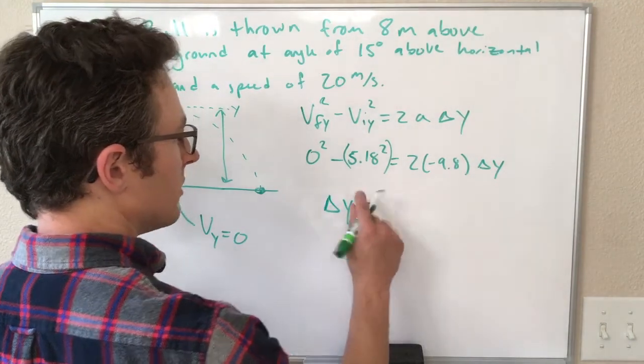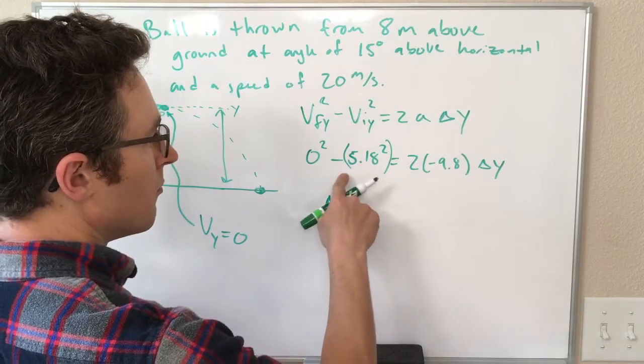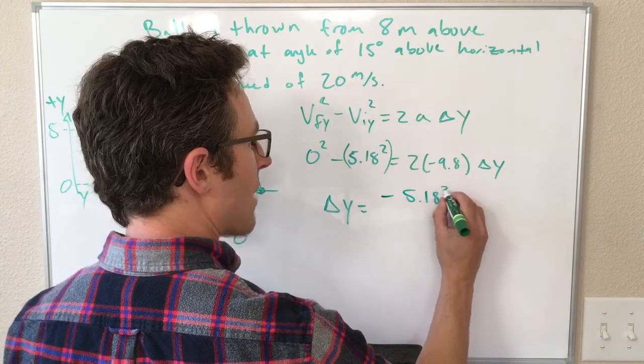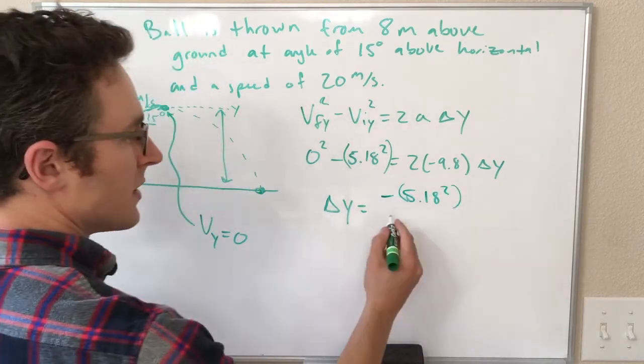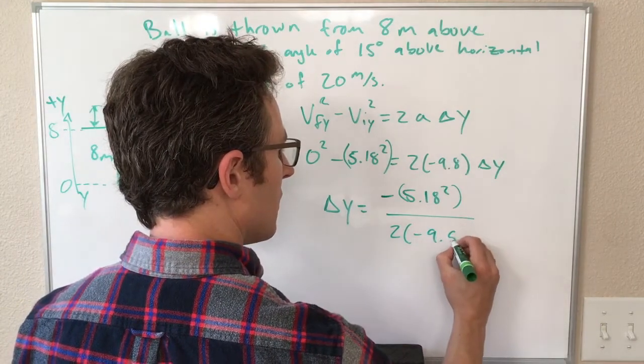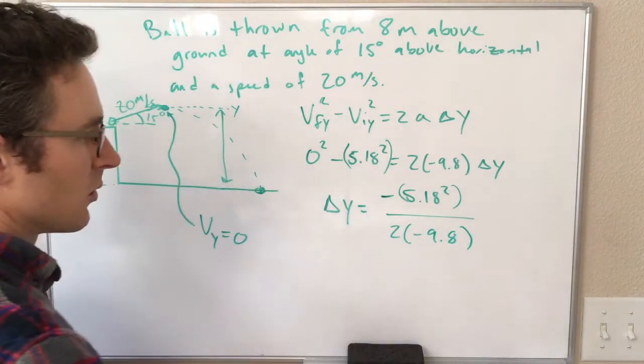Delta y is going to be equal to minus 5.18 squared. Remember, the minus sign is outside of the squared, so the minus sign stays there. Divided by 2 times minus 9.8, so these minus signs are going to cancel.